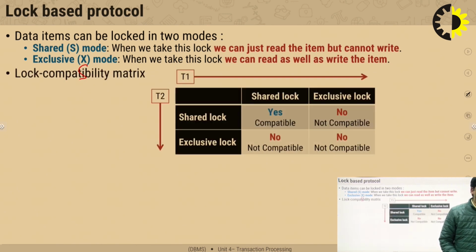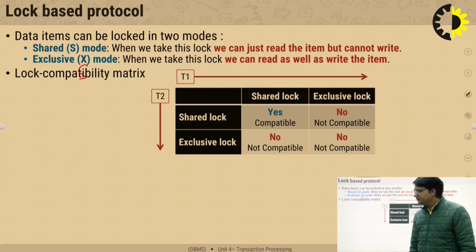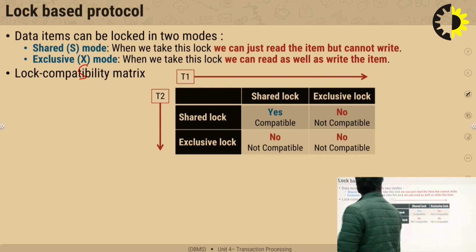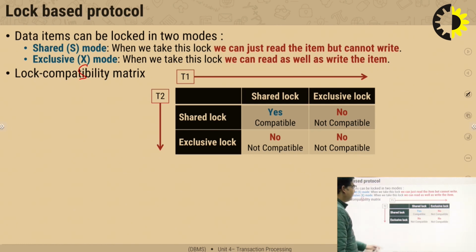Now there is the lock compatibility matrix. Suppose there are 2 transactions T1 and T2, and T1 has applied a shared lock on a particular data item X, and another transaction T2 also wants to apply a shared lock. Then whether that transaction can apply a shared lock or not.